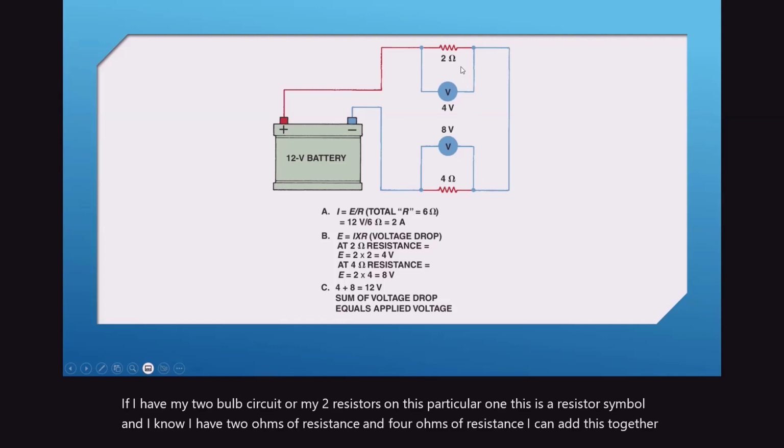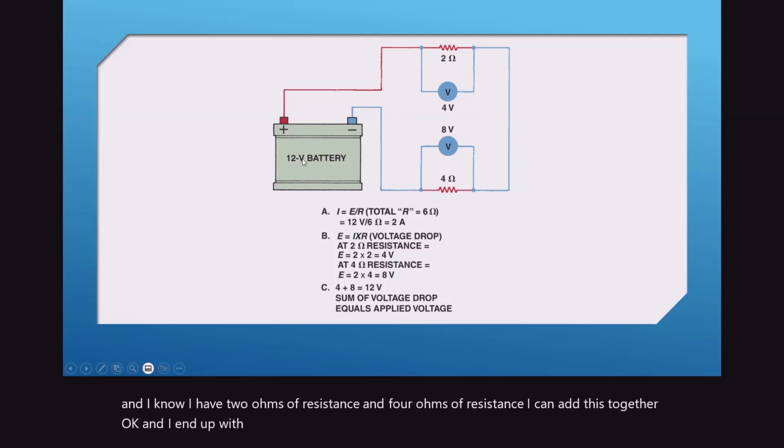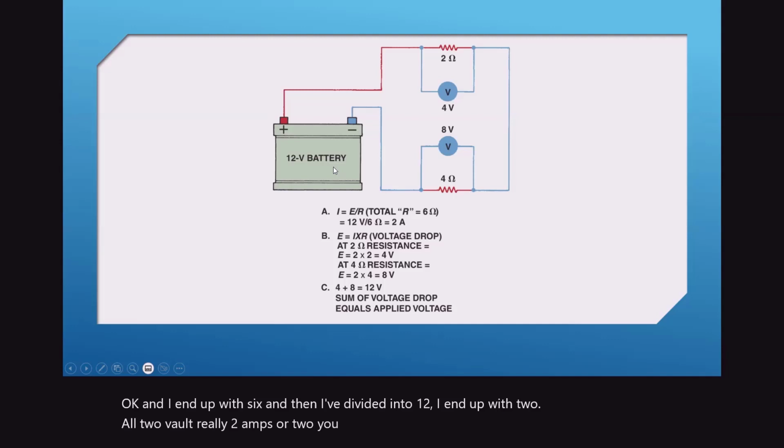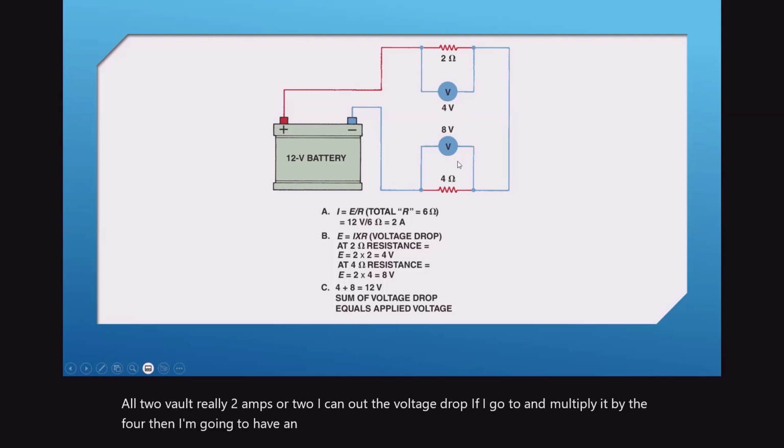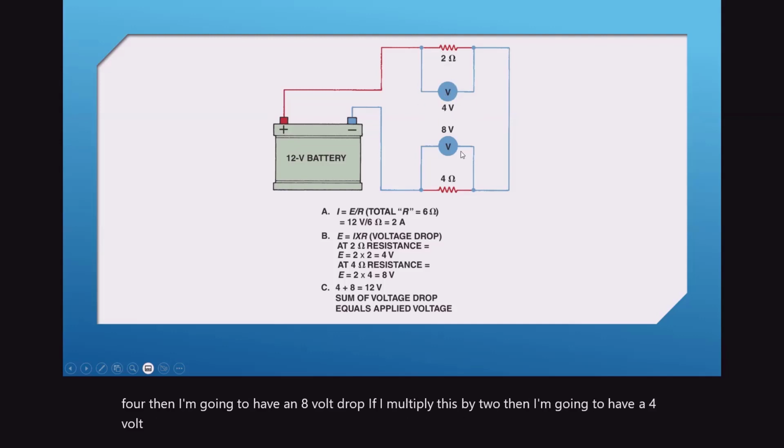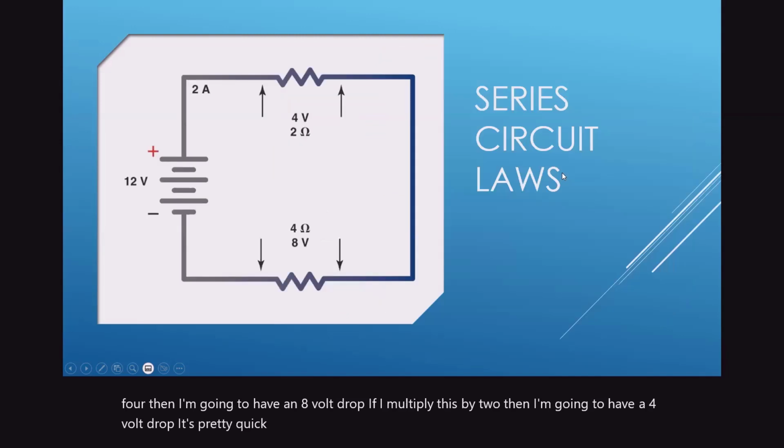And I end up with 6, and then I've divided into the 12, I end up with 2 amps, so I can actually figure out the voltage drop. If I go 2 and multiply it by the 4, then I'm going to have an 8 volt drop. If I multiply this by 2, then I'm going to have a 4 volt drop. It's pretty quick and simple.